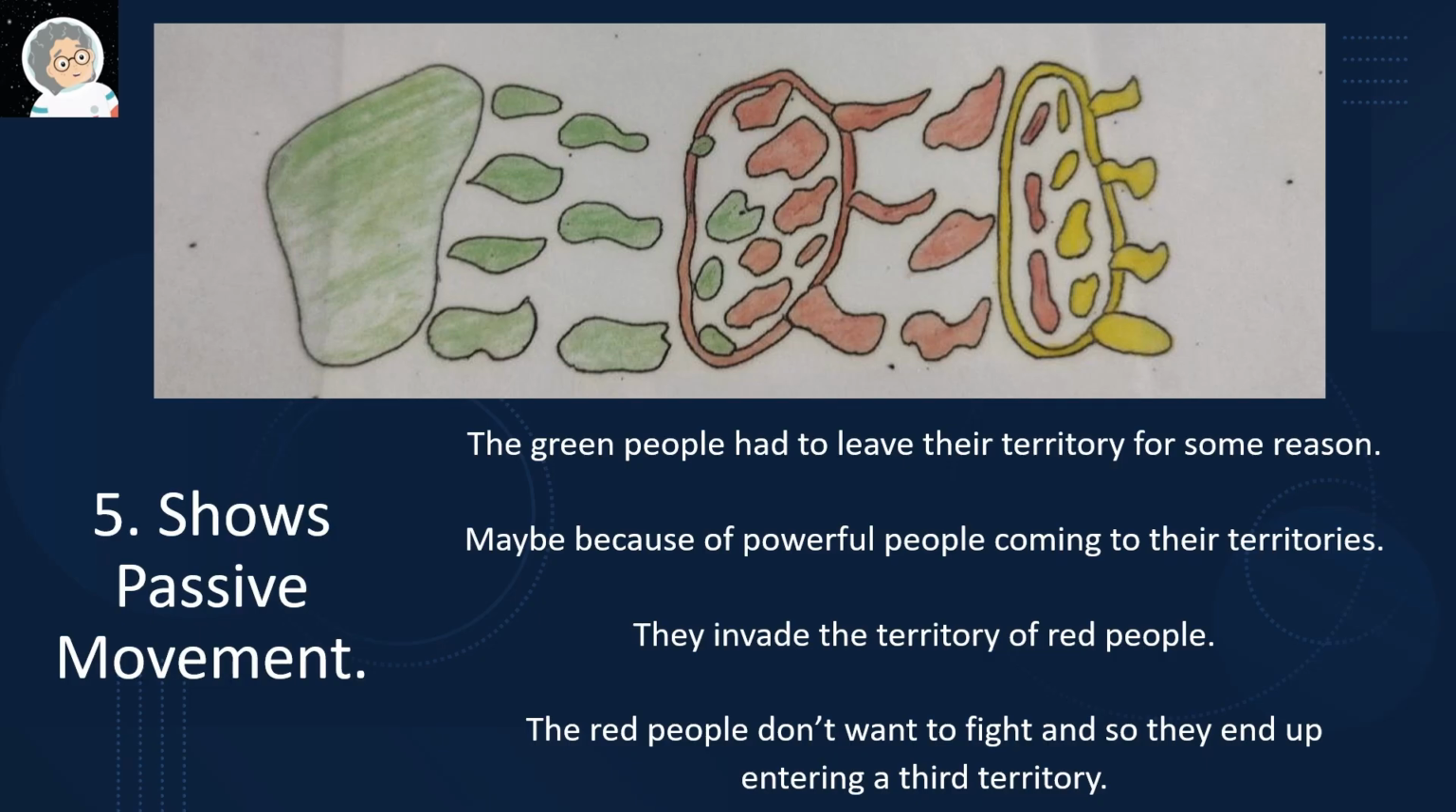5 shows passive movement. The green people have to leave their territory for some reason, maybe because of powerful people coming to their territories. They invade the territory of red people. The red people don't want to fight, and so they end up entering a third territory.